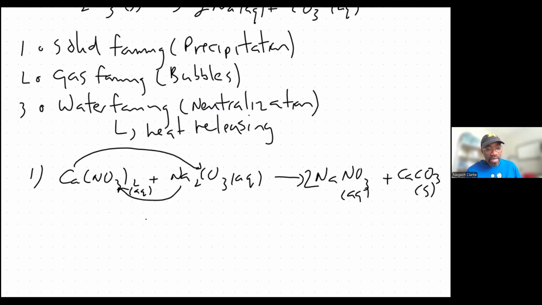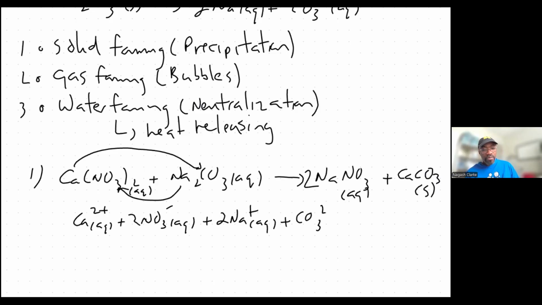So I'm going to break this down to ions. It's going to be Ca2+ (aq) + 2NO3- (aq) + 2Na+ (aq) + CO3 2- (aq). So you see how I did that? My calcium becomes Ca2+. Nitrate is 2NO3-, because it's two nitrates, two sodiums, one carbonate.